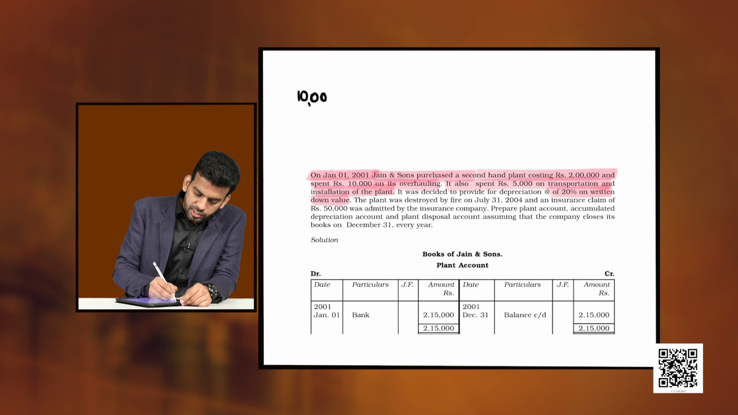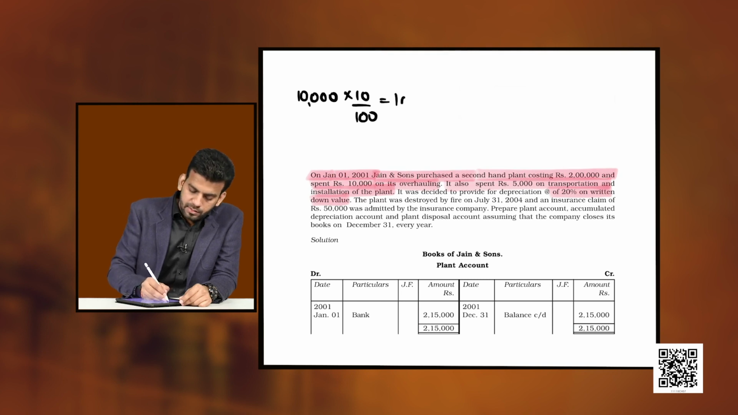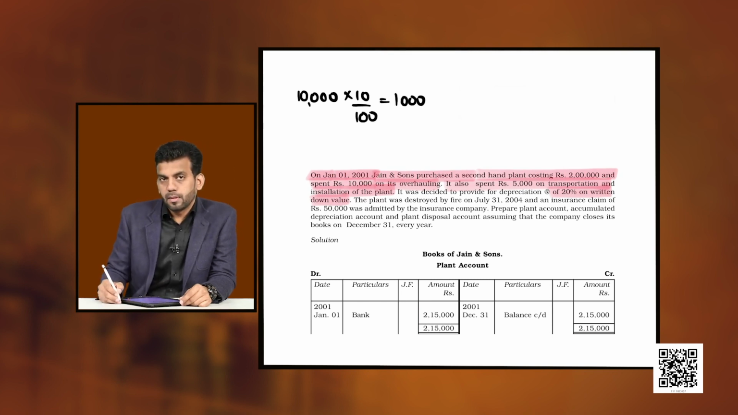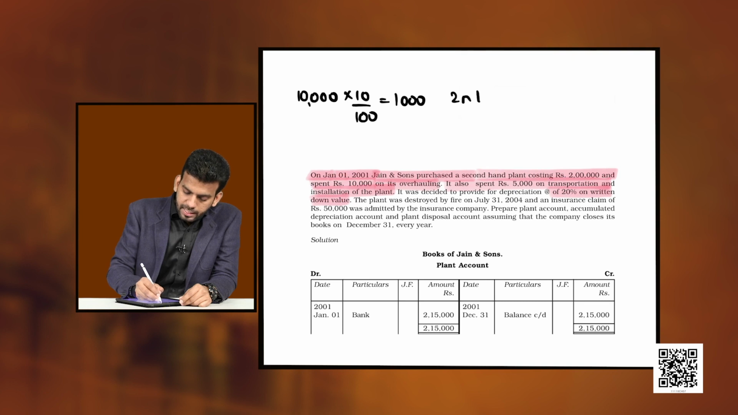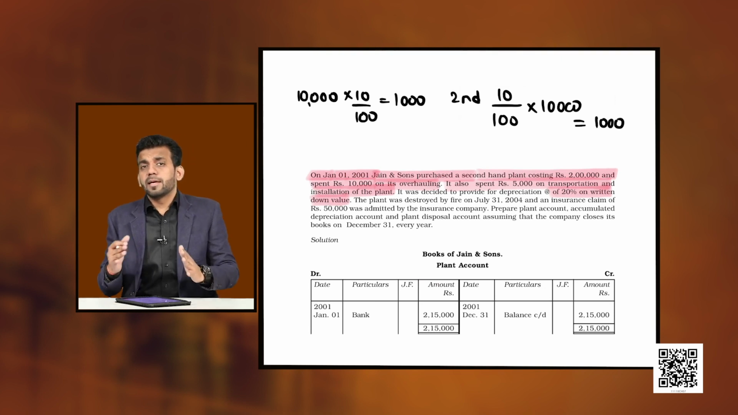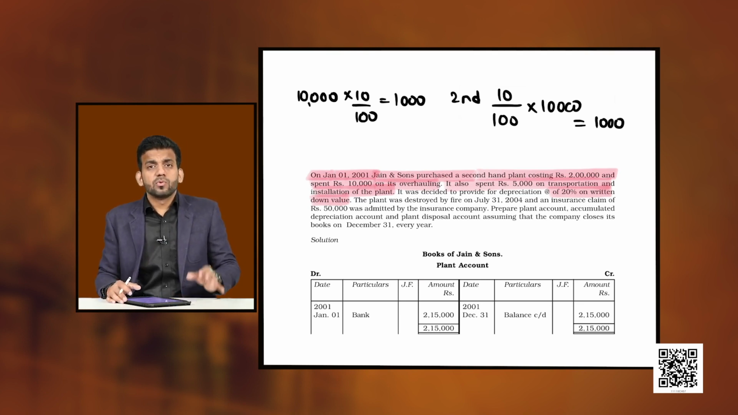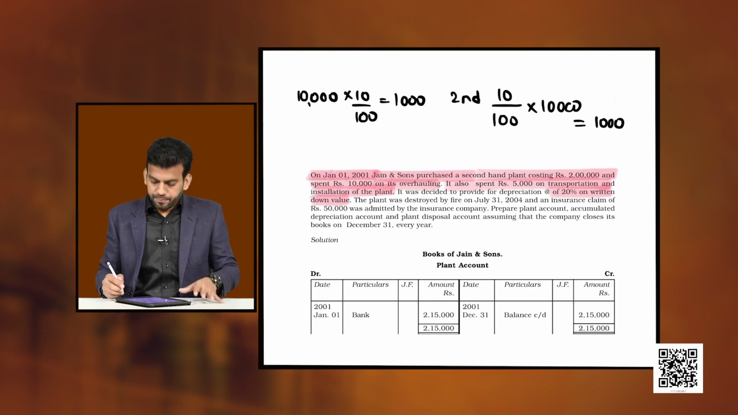Assume you have a machine of rupees 10,000 and 10% depreciation is to be charged. It makes it 1,000 for the first year. And for the second year, it is again going to be 10% of 10,000, that is 1,000. This is your straight line method. Clear, students? That means year by year, the amount of depreciation remains the same when it comes to the straight line method.